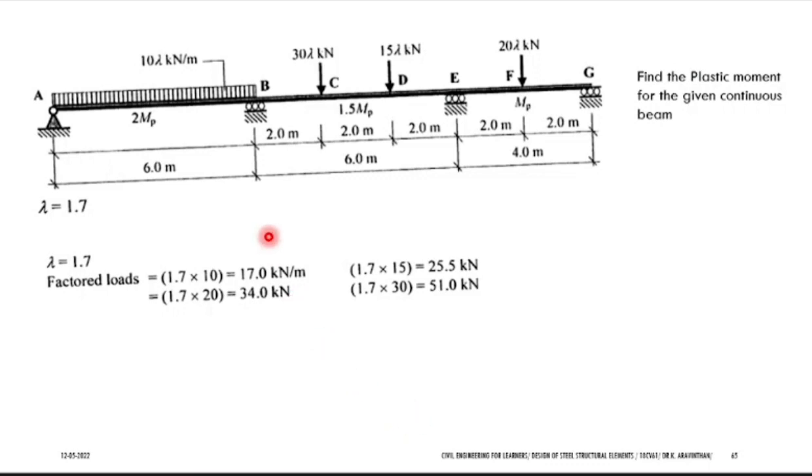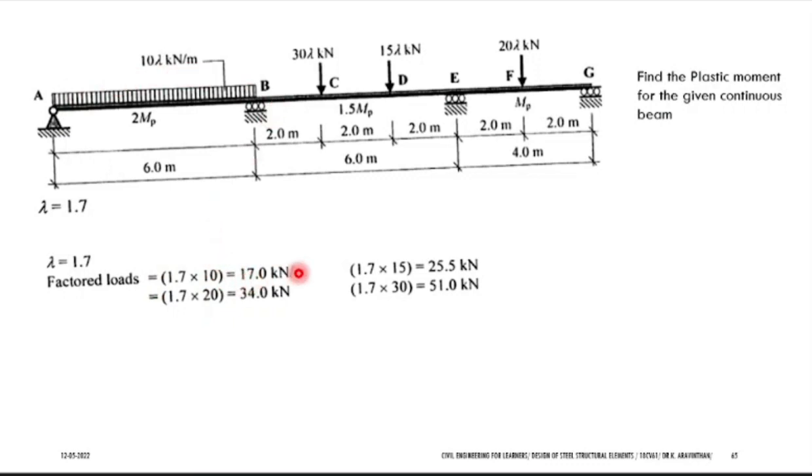What are the different types of support here? A hinged support, and the rest are rollers. And what is the odd one here? This lambda. This is the load factor. What do you mean by that? If they are giving any load here, you should multiply the load by the factor. So what is the load factor they have given? 1.7. Whatever the load is given, you have to multiply by 1.7. So if 10 is given here, multiply 10 into 1.7. Now your load will become 17.